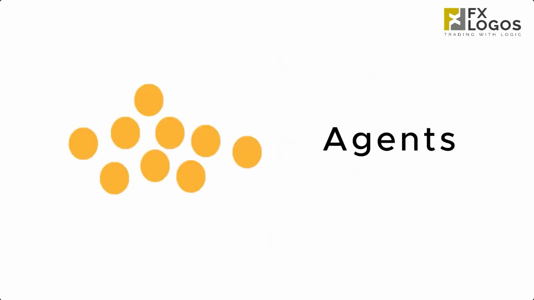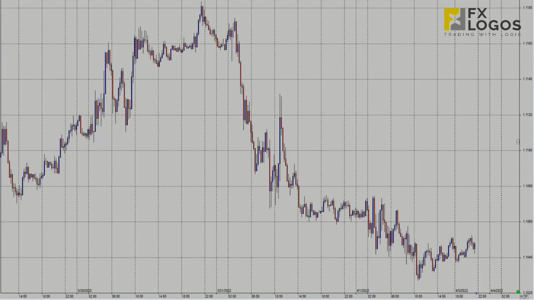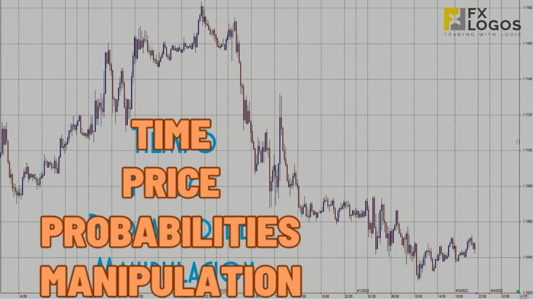Agents become more logical when developing a systematic way of trading, considering that the environment is chaotic and not ordered, because they are constantly flexible. Have you heard me talk about the principles of price, time, probabilities, and manipulation?